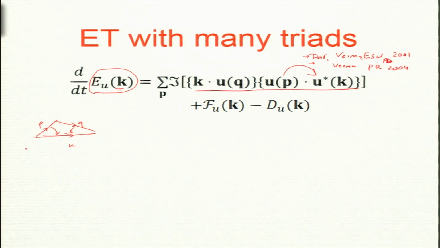So, we did this yesterday: energy going from P to K, and from Q to K. Here K prime is nothing but minus K. Now, if I have more triads, let us say I have another triad, which let us call P2, Q2, so K equal to P2 plus Q2. Now, the energy transfer is additive.